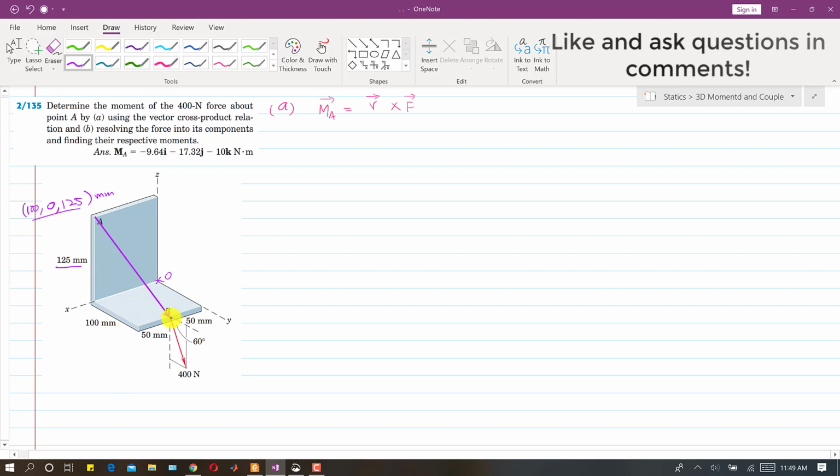To find the coordinates of point B, we will travel 50 mm in the x-axis direction, until the midpoint of this length. So the coordinates of point B are: we travel 50 mm along x, then 100 mm along the y-axis, and since point B is in the xy plane, there is no need to travel along z, so this will be 0. These coordinates are in mm.